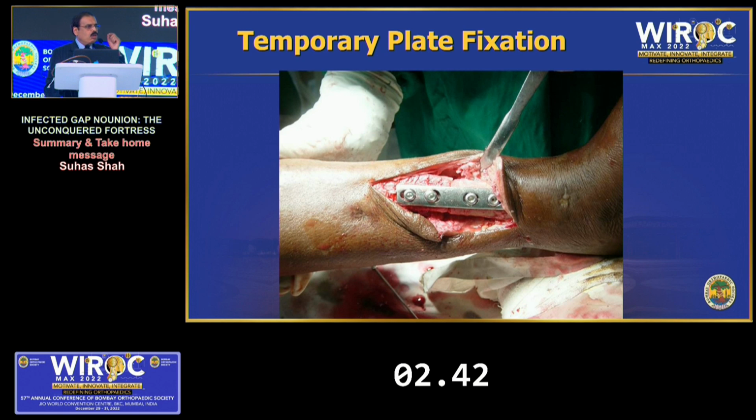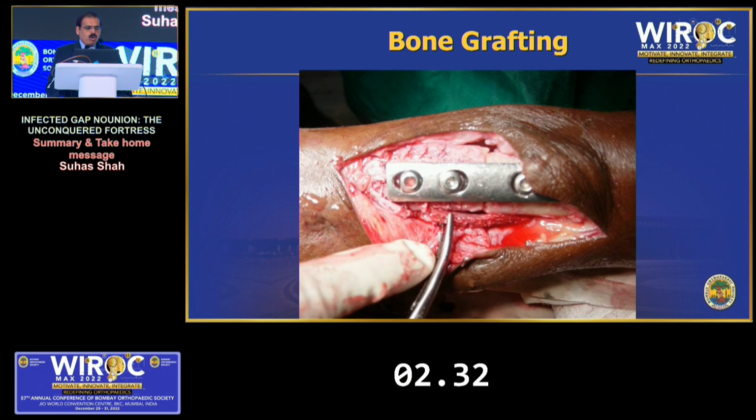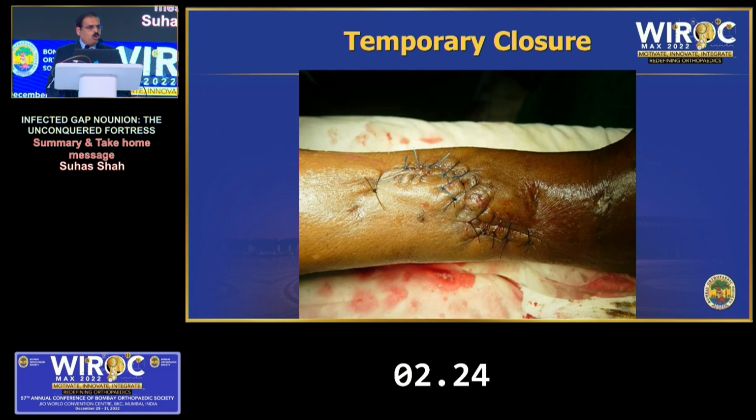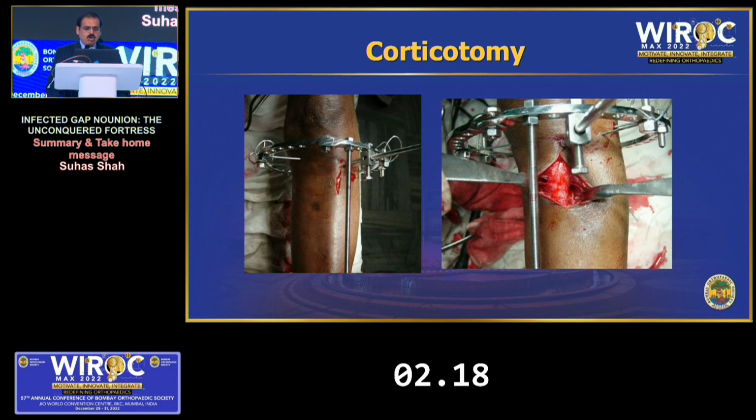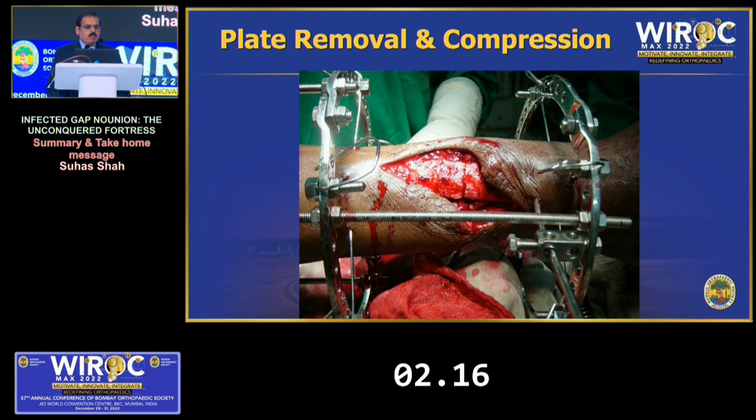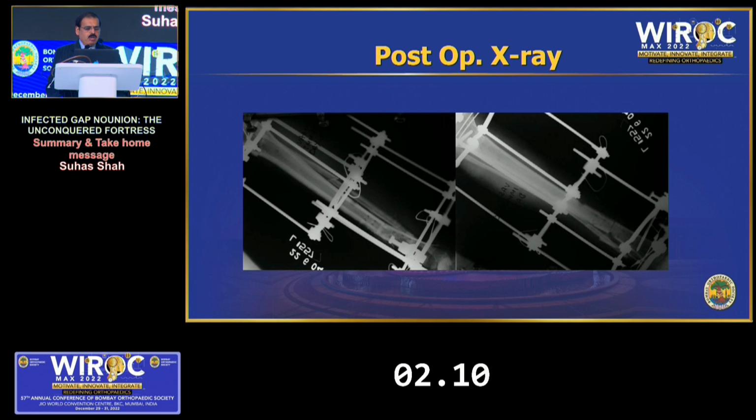And then I use a temporary fixation with a plate, which is removed after putting the Ilizarov, and I prefer corticocancellous chip grafts with the cortex facing the bone and the cancellous surface facing the muscle. Then closure, then fixation with a fixator, and final is the corticotomy and removal of the plate and compression. And this is the way you can get a very good alignment using plate and bone grafts and corticotomy, which helps to control the infection.